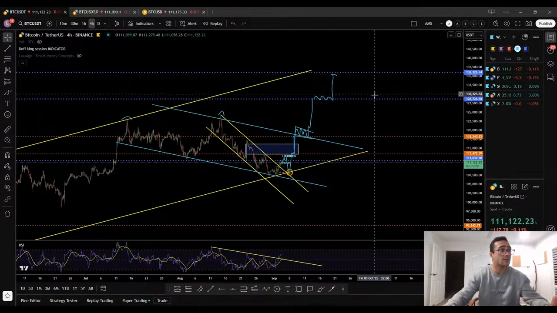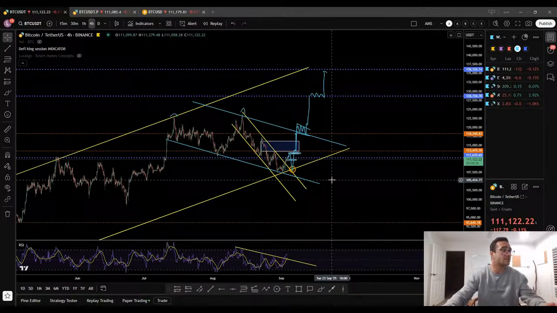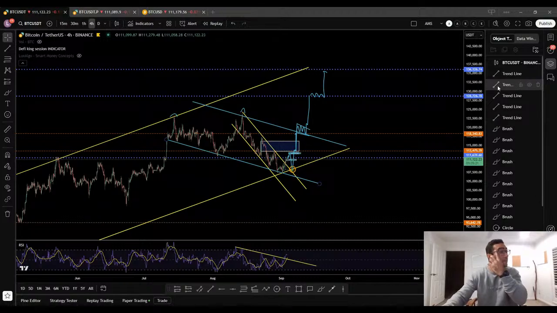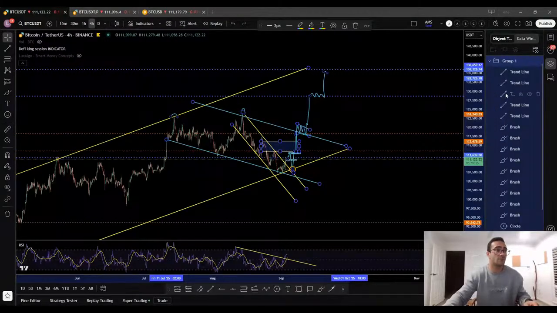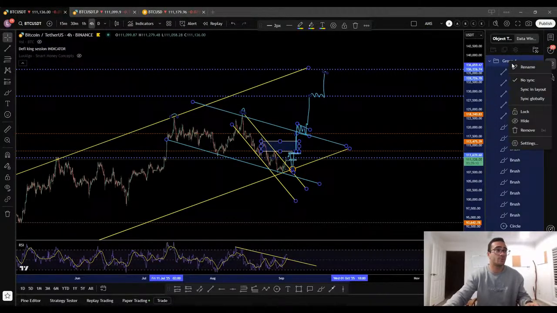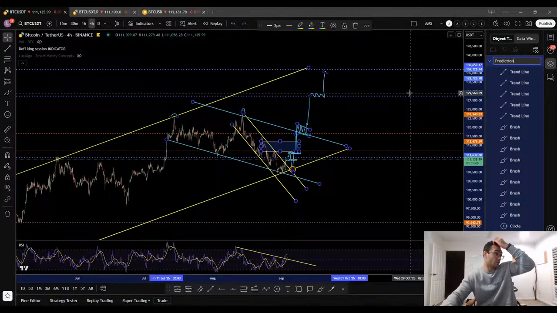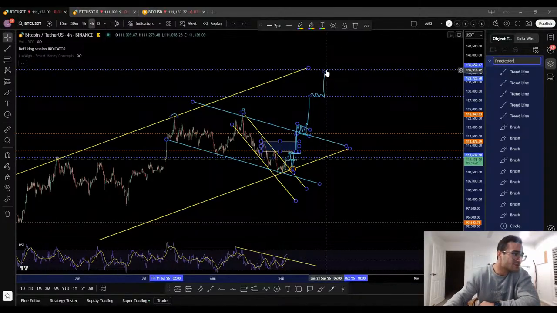Here and here and here and here and here and here and here and here and here. Now, I've got more, obviously. Let's select all of these, folder it, group it all, rename it, and call it prediction. So now we've got prediction. Where are we kind of aiming the top to September?